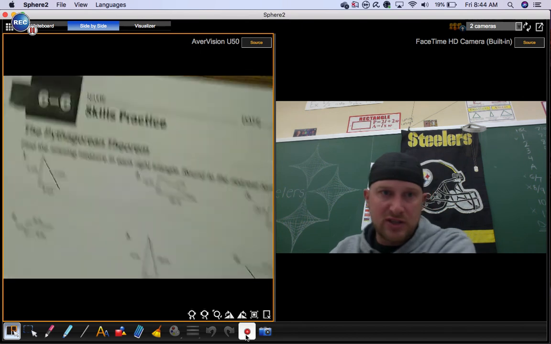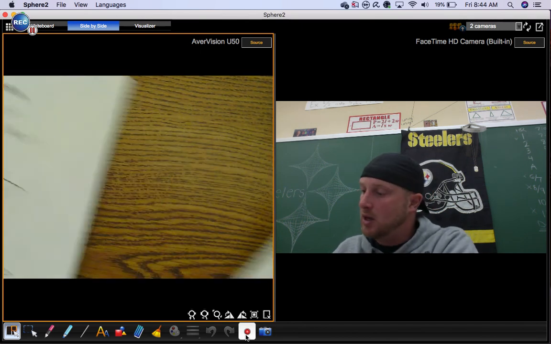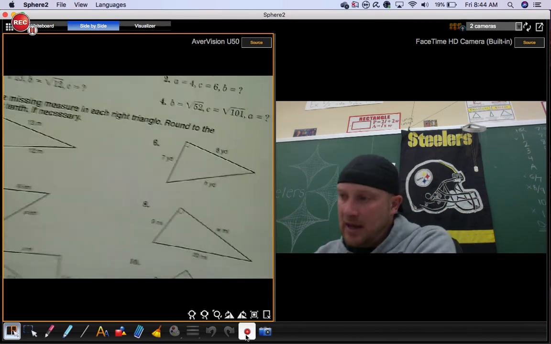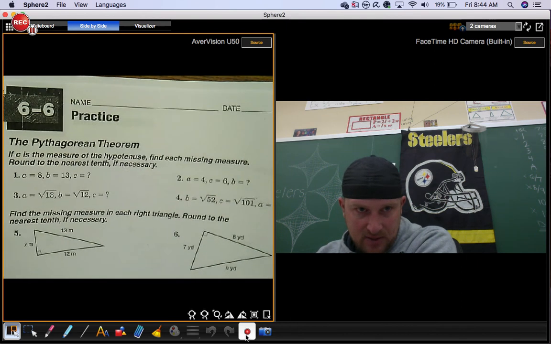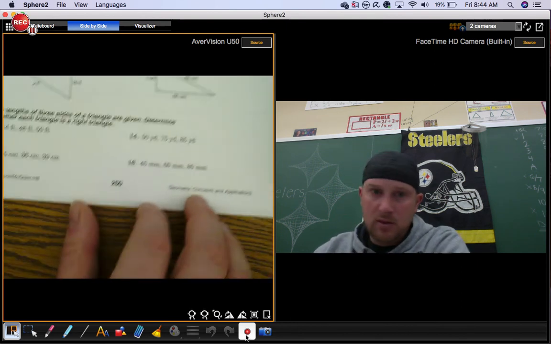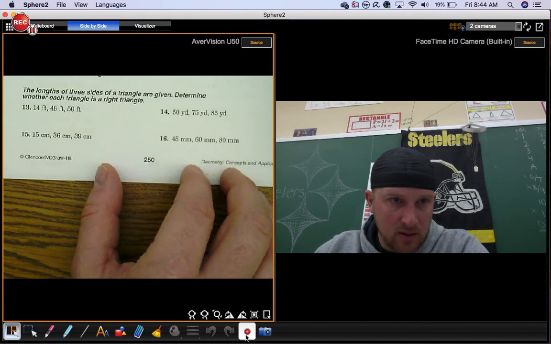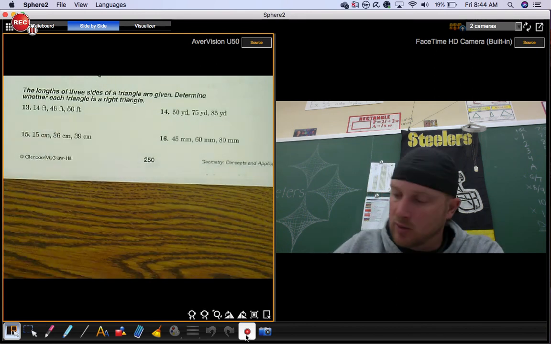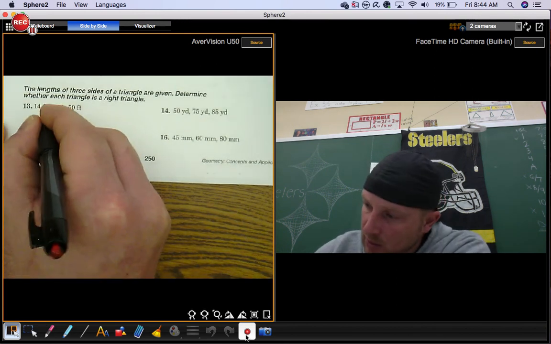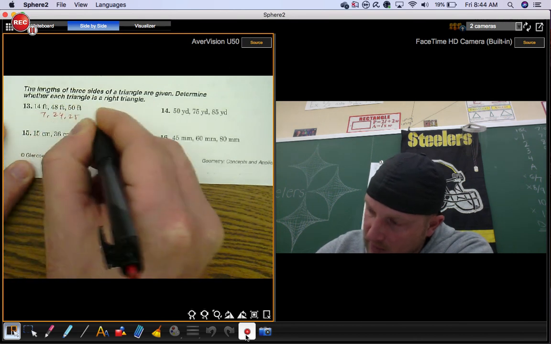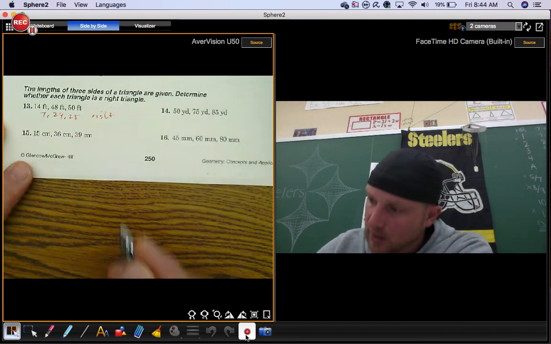Okay, so that was your skills practice for 6-6. Now, we're also looking at the practice for 6-6. We're doing the same thing. Would these three lengths make a triangle? This is the same example. 7, 24, 25. That's a triple. So that's a right triangle.